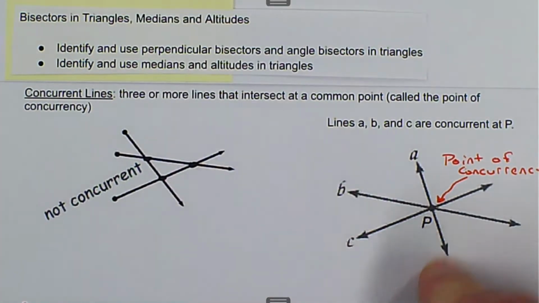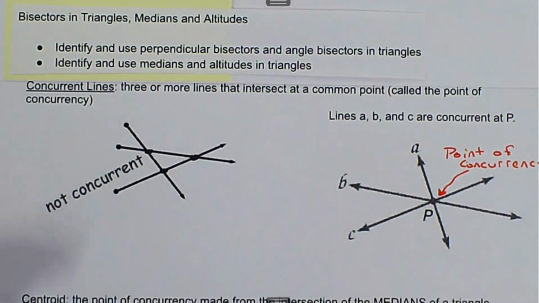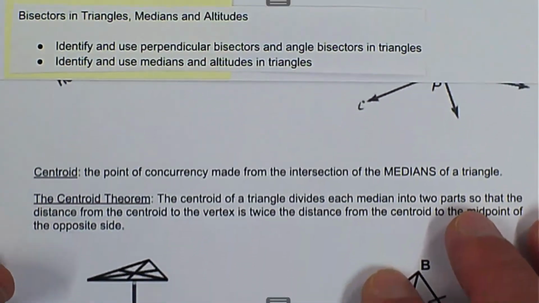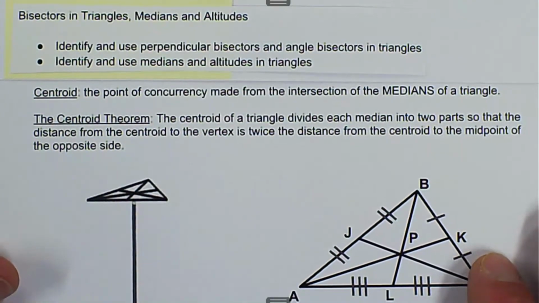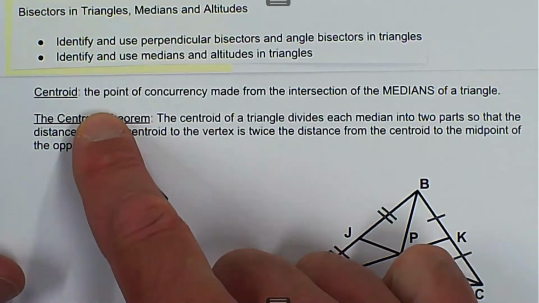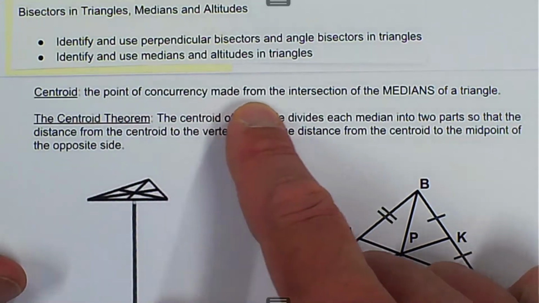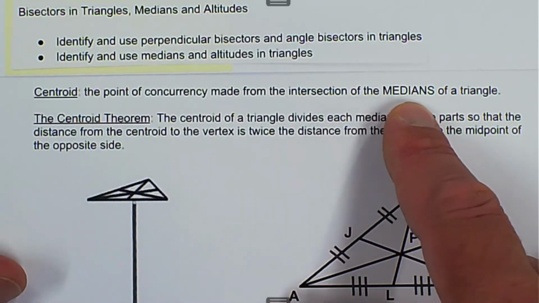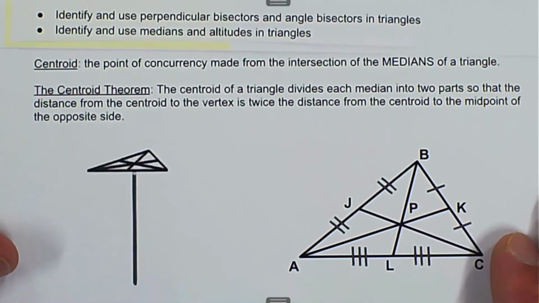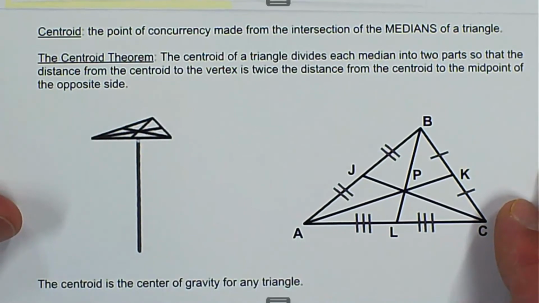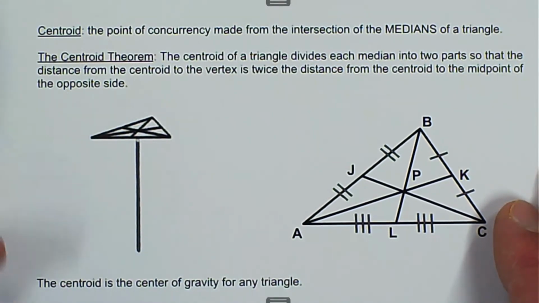So in our triangles, we'll have some lines where they all meet at one point. So one example of that is our centroid. And the centroid is the point of concurrency made from the intersection of the medians of a triangle. So we take all the medians of the triangle and they intersect, and where they intersect is called the centroid.